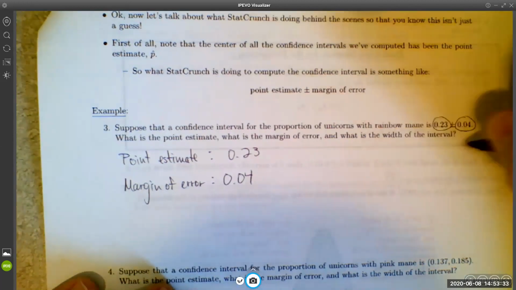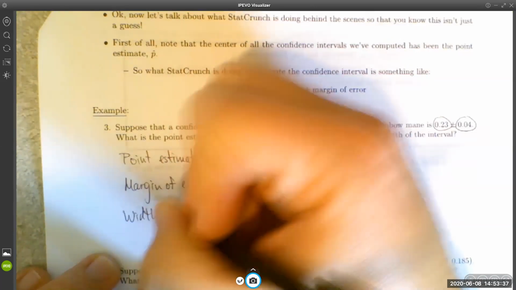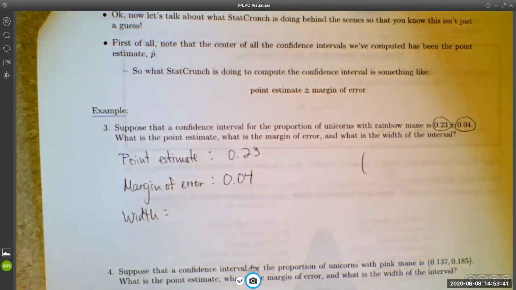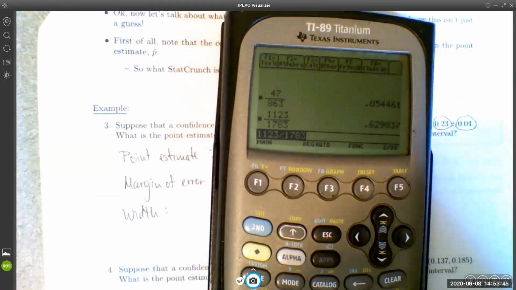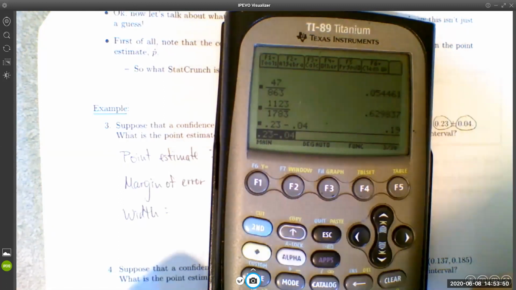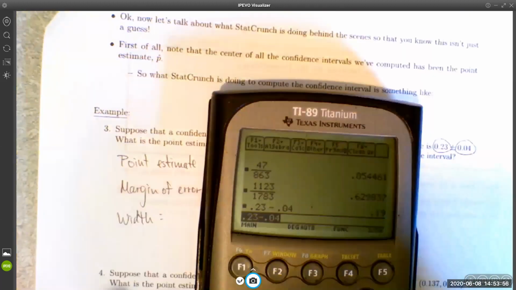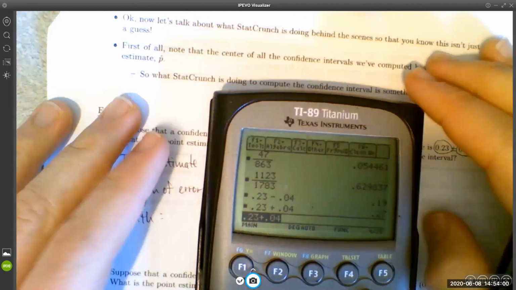And then what is the width of the interval? Well, let's see what the interval itself would be. So 0.23 plus or minus 0.04. We can actually do that math. We can say 0.23 minus 0.04, so there's our lower bound. Our lower bound is 0.19. And then 0.23 plus 0.04, 0.27, that's our upper bound.